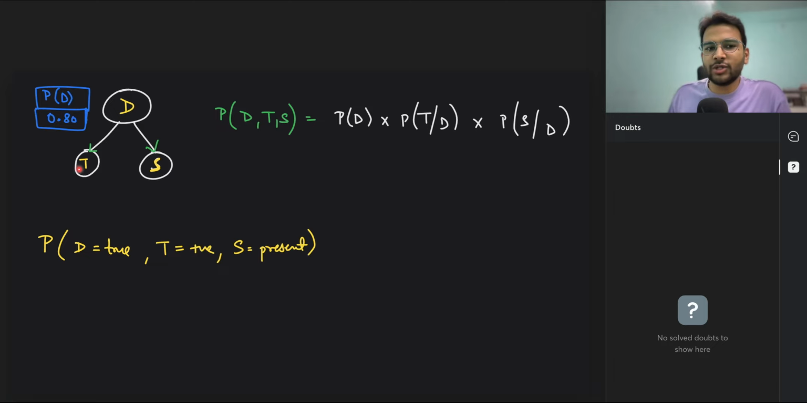1 minus 0.8, yes or no? 1 minus 0.8, so you can find it out from this one. Okay. What now, this is also given to you. Let's say this is also given to you. Carefully see this.